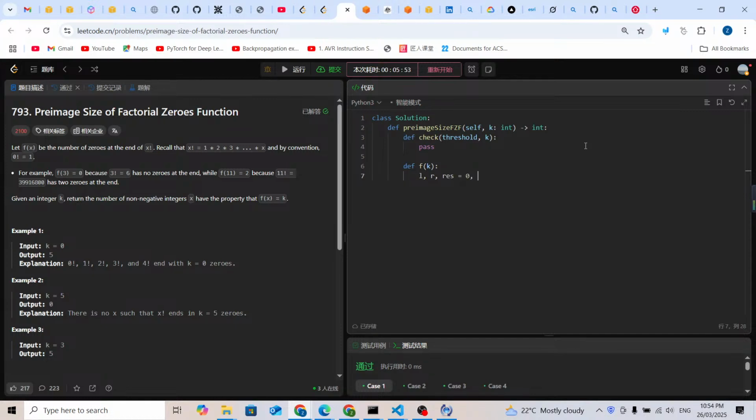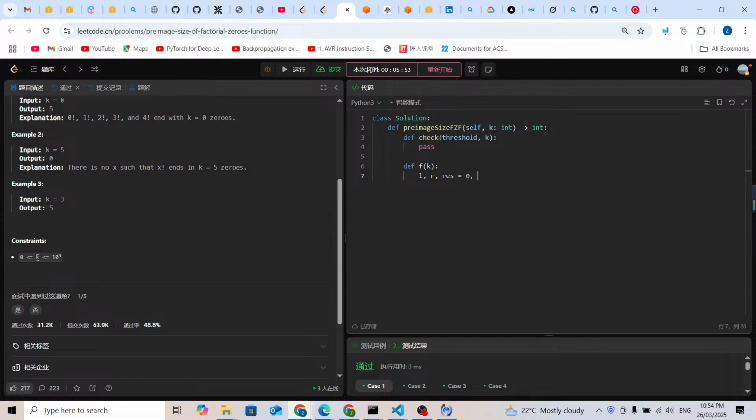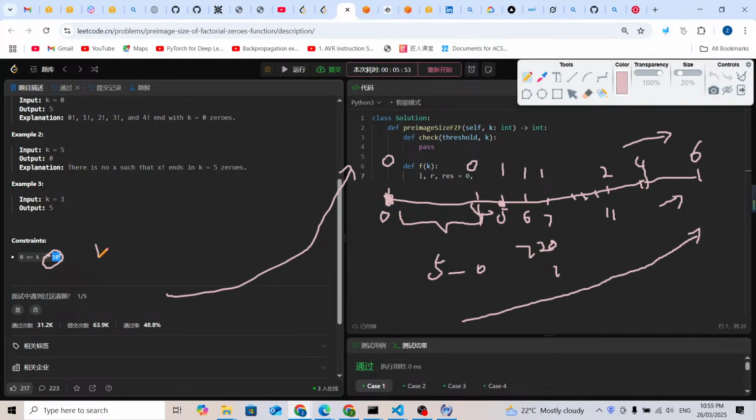For L, it's going to start from 0. But what about R? It's going to be really difficult to calculate, because for the k, the maximum is going to be 10 to the power of 9. This means there are going to be 10 to the power of 9 trillion zeros. But how can we find the number with 10 to the power of 9 plus 1 trillion zeros? This is going to be really difficult to find.